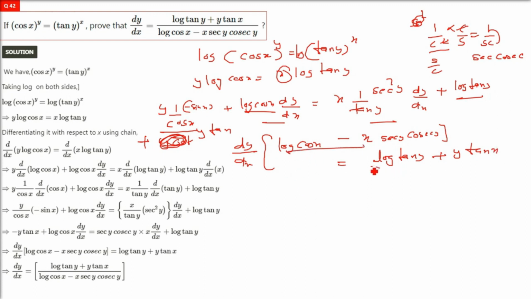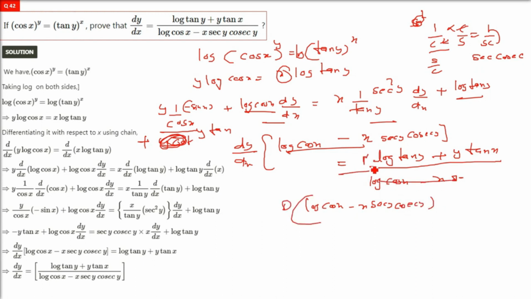Now this will be the denominator. It will be log cos x minus x sec y cosec y. So log cos x minus x sec y cosec y. This is in the denominator. All right. So this is numerator. This is denominator, which you see here also. Numerator and denominator. All right.